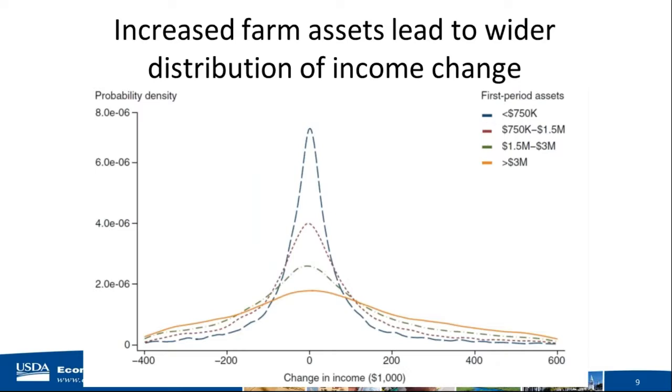This next graph shows that this holds true as well for underlying farm assets. So these are roughly equivalent to the quartiles of assets held by farm households within our sample. And the story here is that as the amount of farm assets increase, the business income increases, but so does the variability of income. That solid line at the bottom are farm households with over $3 million in farm assets, and we can see really quite a large distribution of change in income over the two periods.